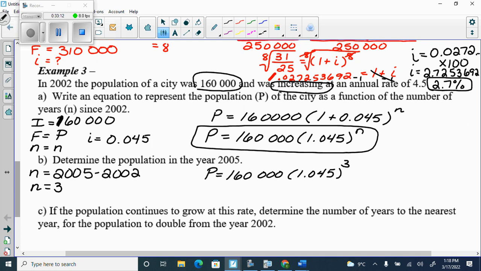And it's people, so you are going to round down every single time because you can't have partial people to round up. So it says 182,586.58. We can't have part of a person to round up, so we always round down when it's people, cattle, frogs, I don't know, anything that has a whole thing. So 182,586.